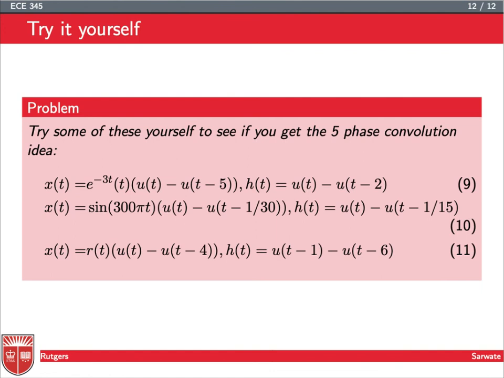So why don't you try for yourself to see if you can get some sort of five-phase convolutions going. You can look at a case where you have a decaying exponential clipped at 2 points, convolved with a box. You can have some sinusoids convolved with boxes as we had before, and you can also look at the ramp function clipped off, so we get a ramp up to time 4, and then convolved with a box to see what you get there. And writing out these, looking at the limits of the integrals and then doing the integrals, you'll sort of get some practice at doing these five-phase convolutions.